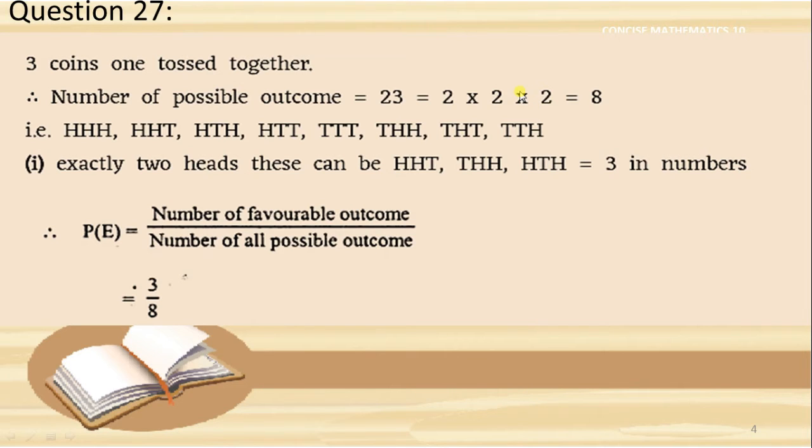Now the first question is exactly 2 heads. So exactly 2 heads means there is no alternative. We need to consider the outcomes that have exactly 2 heads. See, H, H, T, we have 2 heads. T, H, H, where we have 2 heads. H, T, H, here also we have 2 heads. So the number of favorable outcomes is equal to 3. Hence, its probability is 3 by 8. Now, the second sub question.